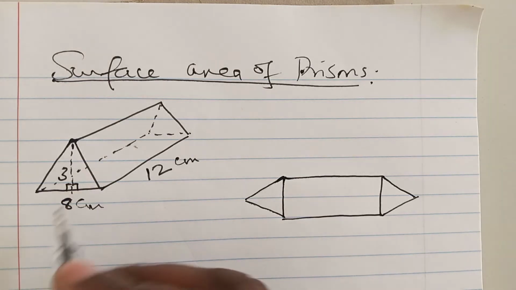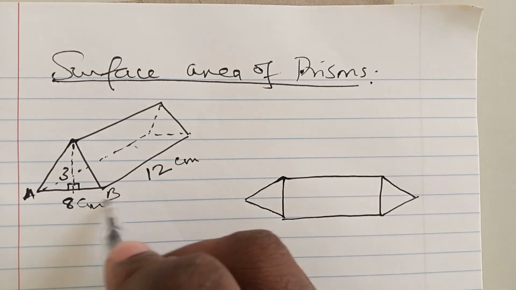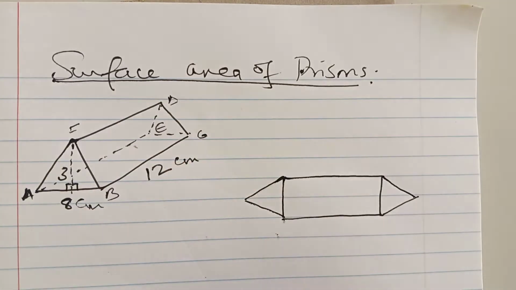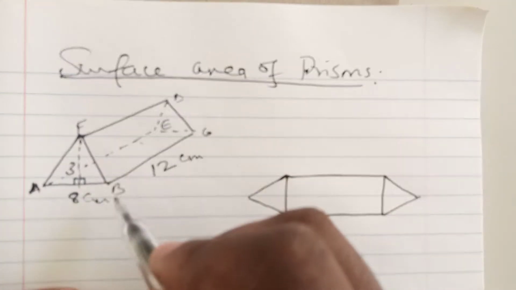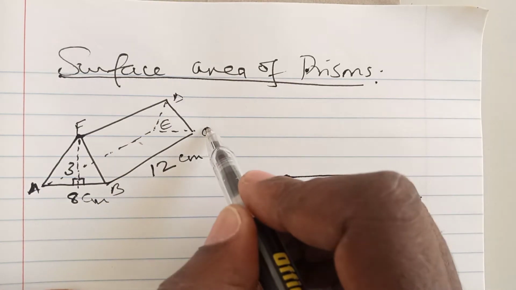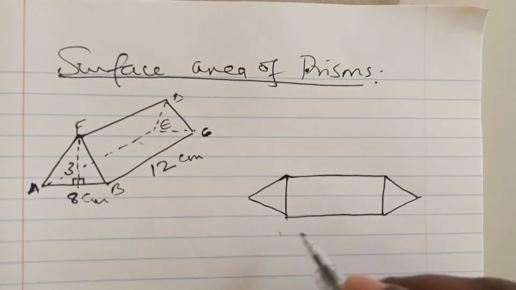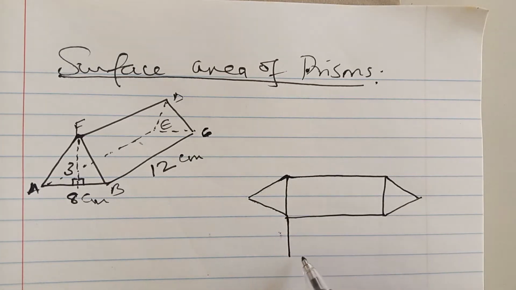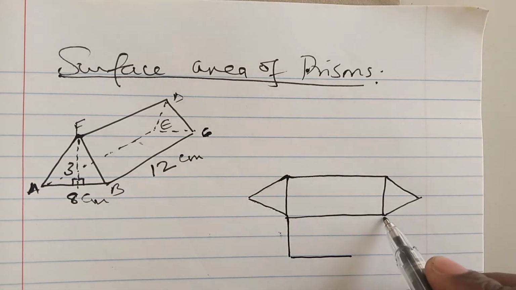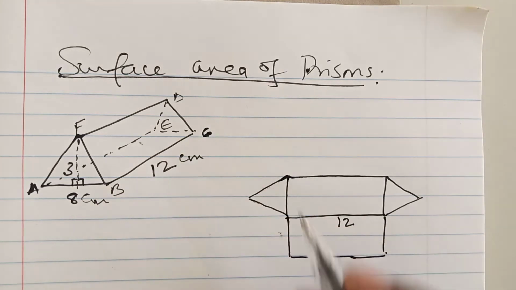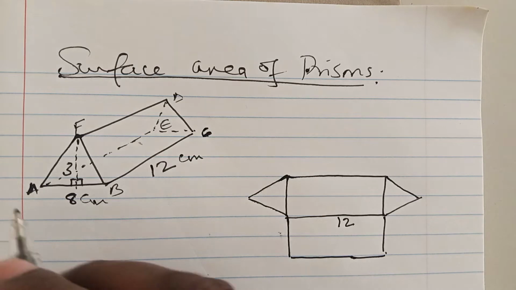And there is this face we can see if we have A, B, C, D, E, and F. There is face B, F, D, C. It will come here. And its length is 12, because this is 12. And the height we are going to calculate.